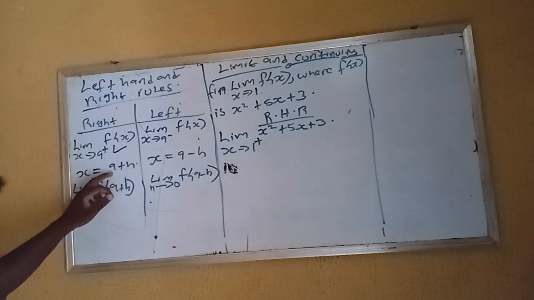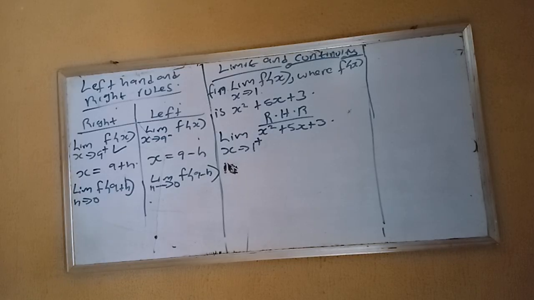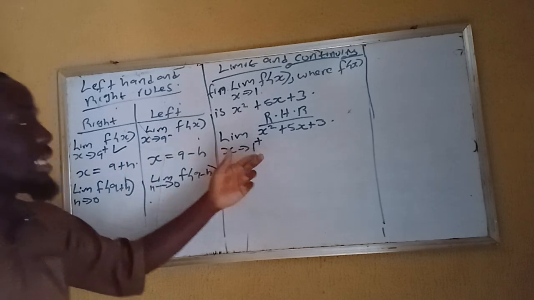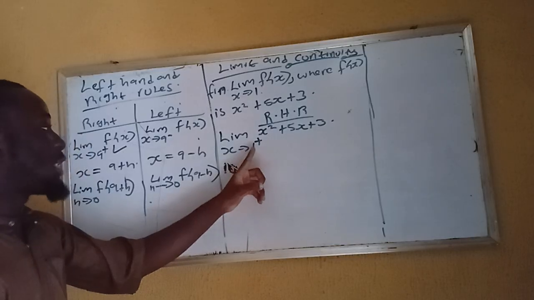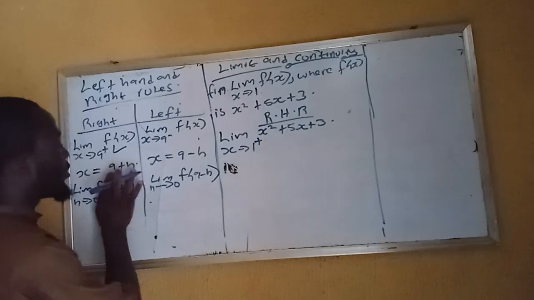Now the next step is that your x will be equal to a plus h. What's your a? Don't be confused. We said x tends to a, so whatever x tends to is our a. In this question our a is 1, but our h is a constant. So we said x is equal to a plus h.